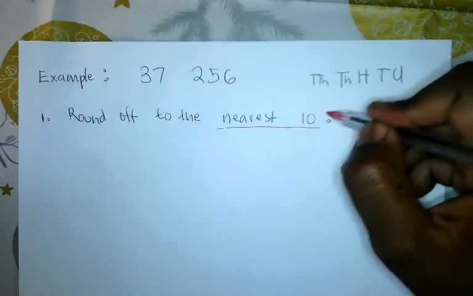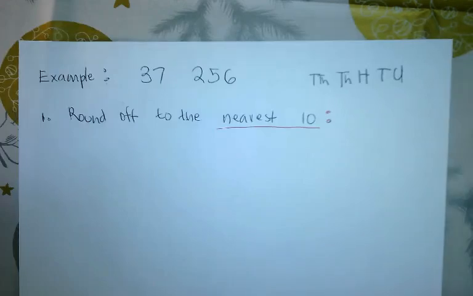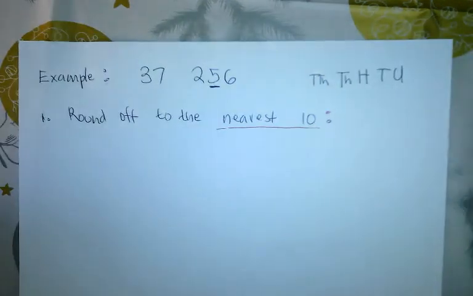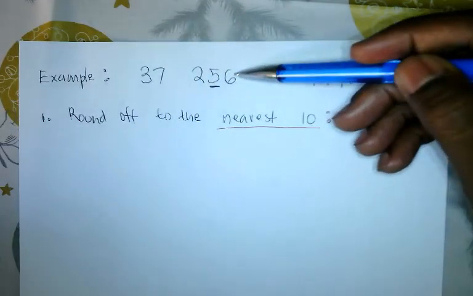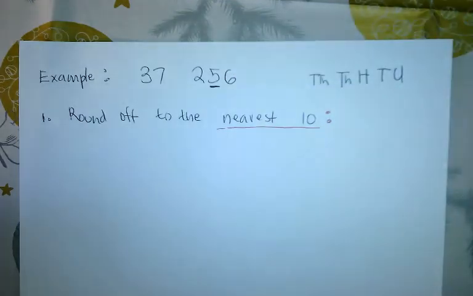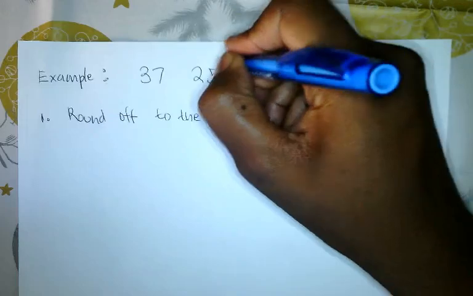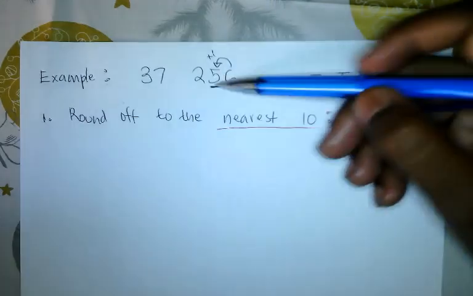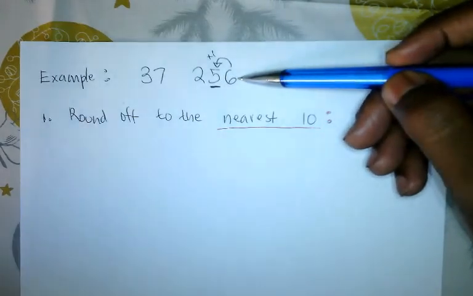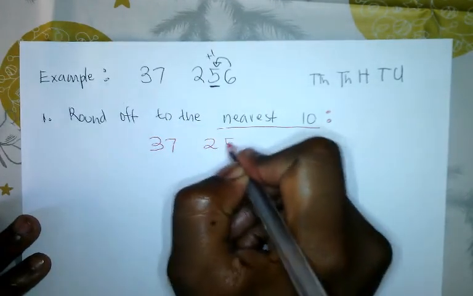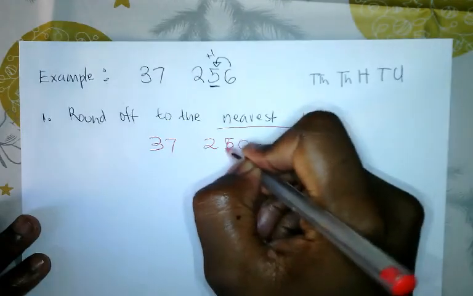So where is the 10, guys? By the 5. Are we clear? 56. So we look at the number next to the 5. Is it more than 5 or less than 5? More than 5. So what is it going to do? This rounded number is going to go up by 1. Are you all clear? Then here we're going to put a 0. So our answer is 37,260. Yes. Are we all clear?